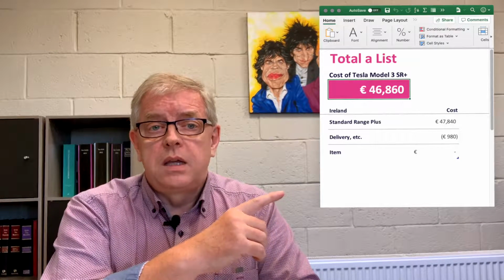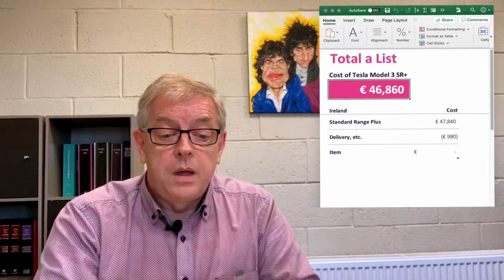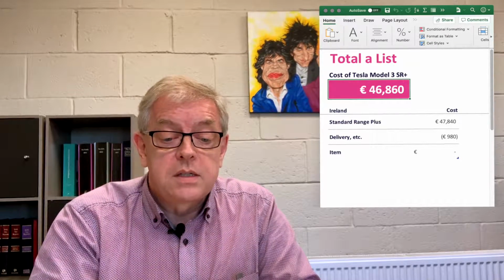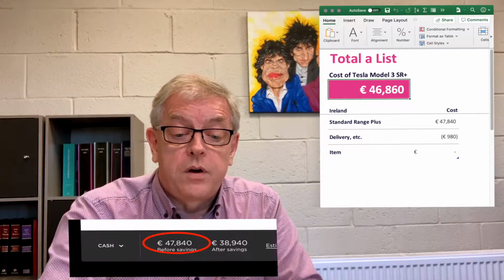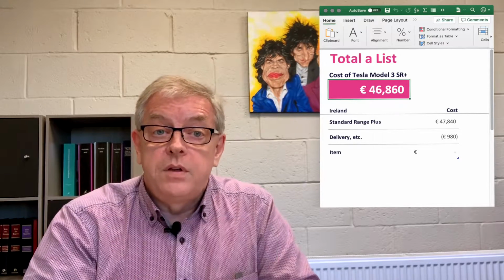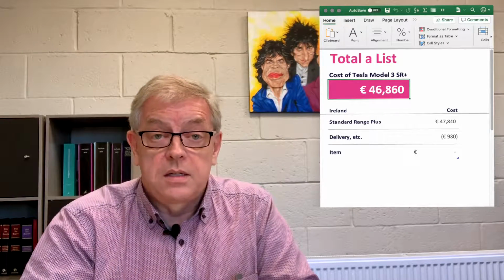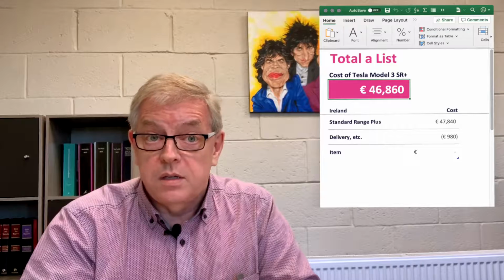Let's have a look and see, can we derive the figure it came from. Here is that Microsoft Excel sheet again. We have the Standard Range Plus figure they're showing there now at the bottom left, 47,840. We have 980, deduct that to get back to the base price of the Model 3, and you get 46,860. That's a difference of over 2,000 euros from the button price that Tesla are showing. That's quite a difference. I decided to dig deeper into this.